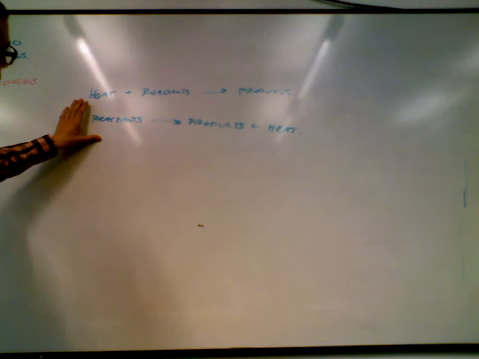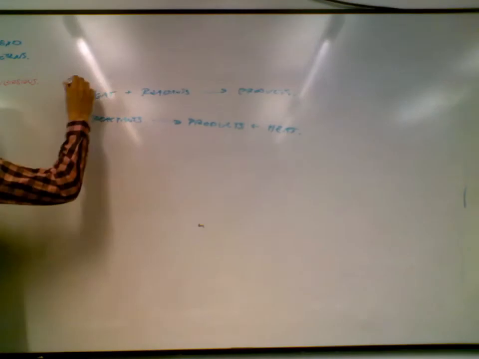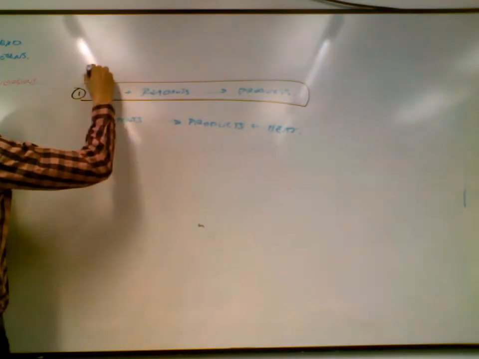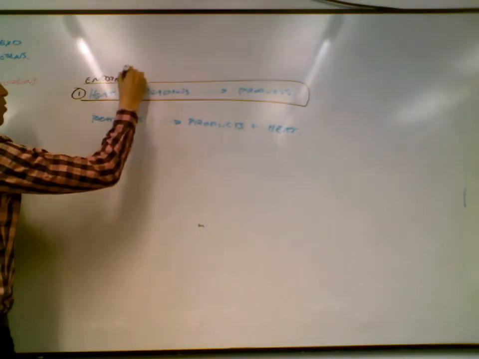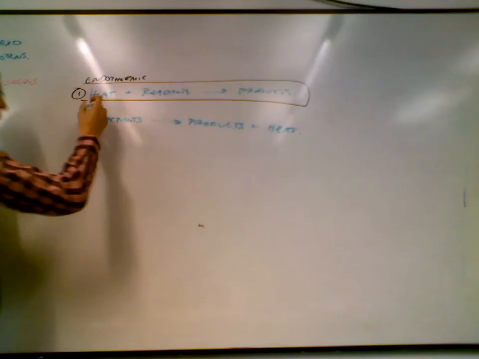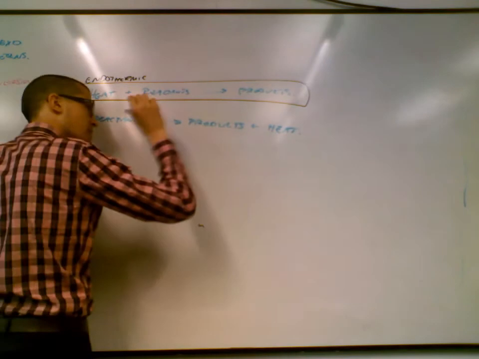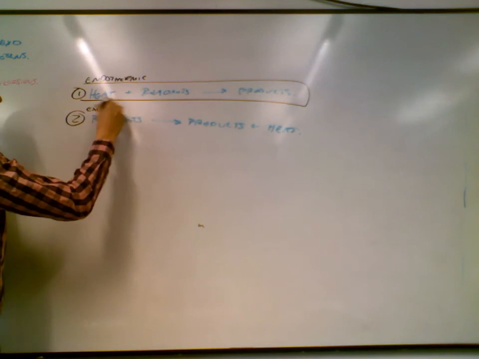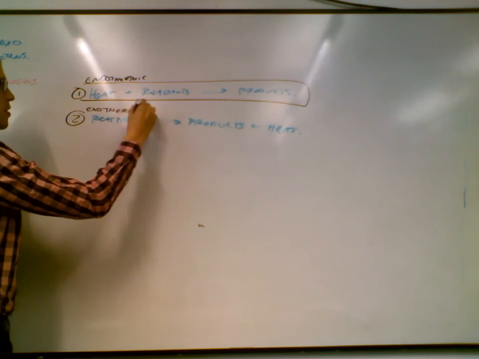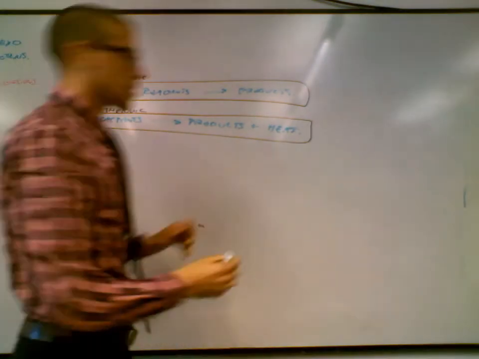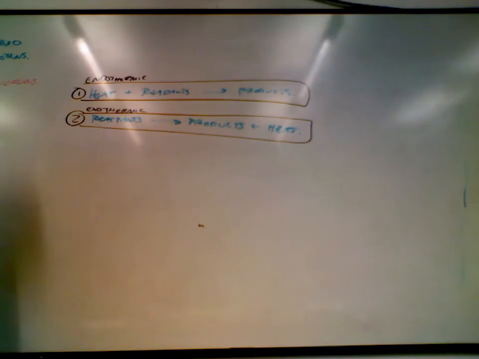Okay, so this reaction, the top one, number 1, is going to be endothermic. It's endothermic because heat is going into the reaction, adding to the reactants, and it makes the products. Over here, this is exothermic. It's exothermic because heat is exiting with the products. Heat is coming out of this reaction.